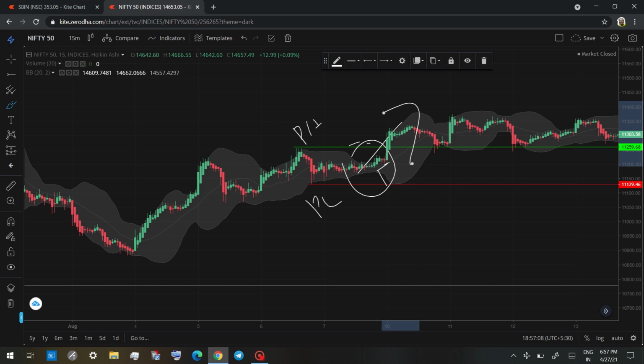This is how we can easily make profit using Bollinger Bands and trend lines.